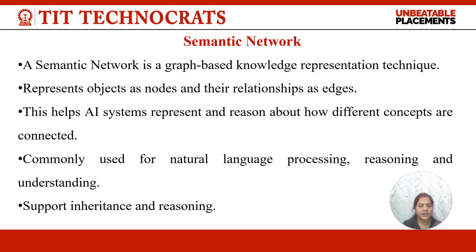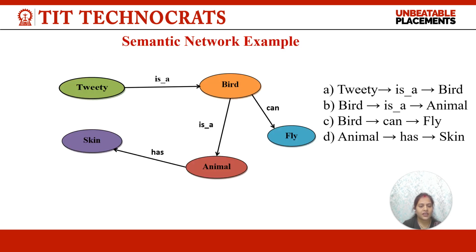This helps AI systems represent and reason how different concepts are connected, just like humans link ideas in their minds. Semantic networks are widely used in natural language processing, reasoning, and understanding meaning from data. They also support inheritance, which means that properties of one object can be passed down to others. For example, as shown in the figures, we can represent knowledge like this.